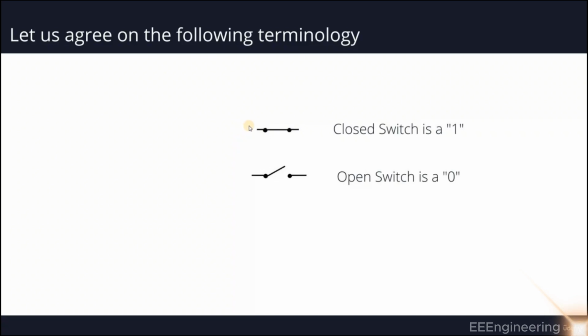Now let us agree on some terminology. When we close the switch, it means that it is 1. When we open the switch, it means it's 0. So these 1 and 0 are the bit we are talking about.